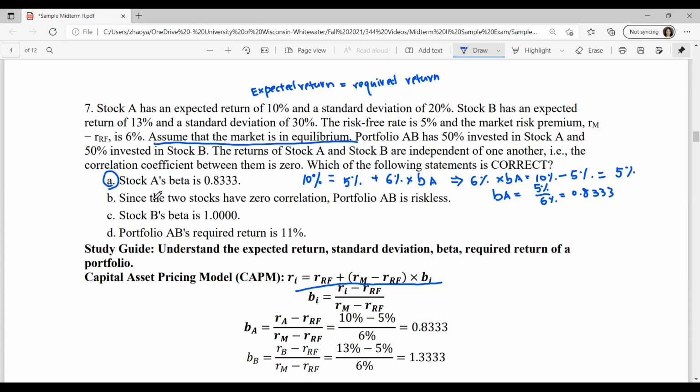And we still want to go through the rest of the 3 choices. Since 2 stocks have 0 correlation, portfolio AB is riskless. Whether portfolio AB is riskless or not depends on beta AB. So let's find out beta B first. Then we can find out the portfolio beta. The expected return and the required return for B is 13%, equals risk-free rate plus market risk premium times beta B.